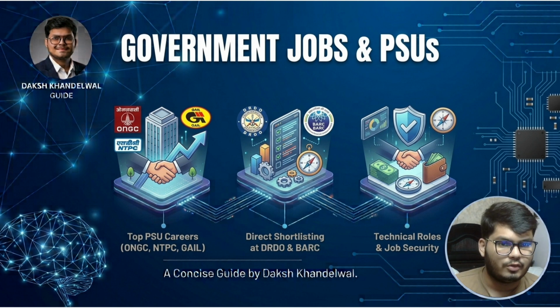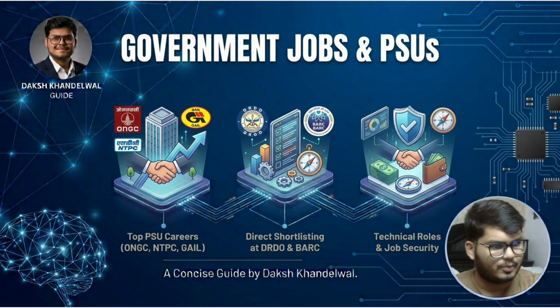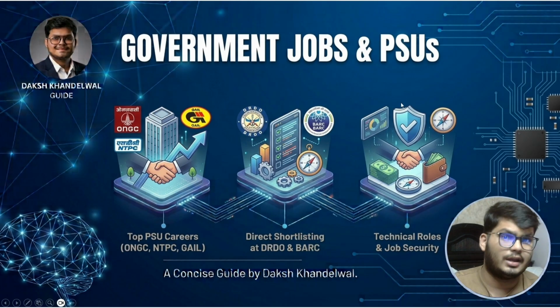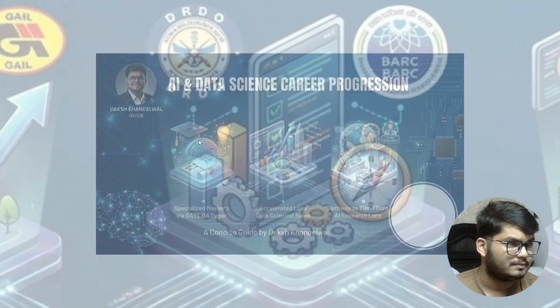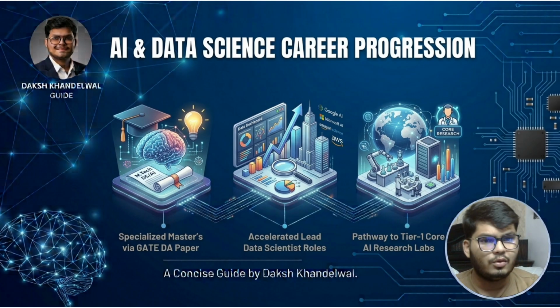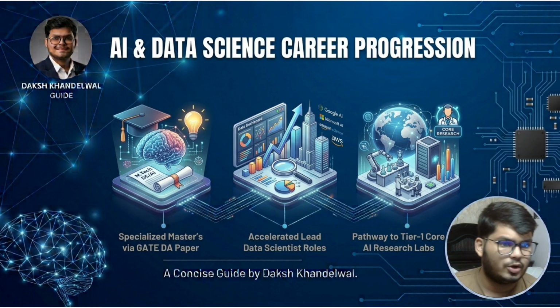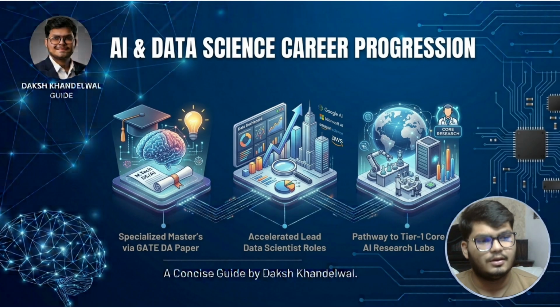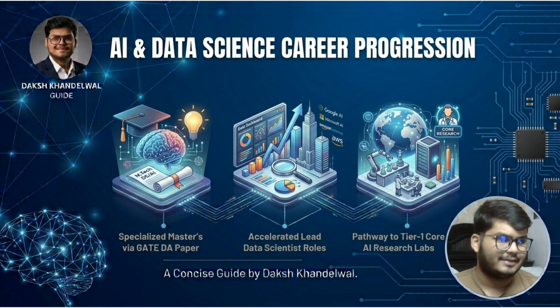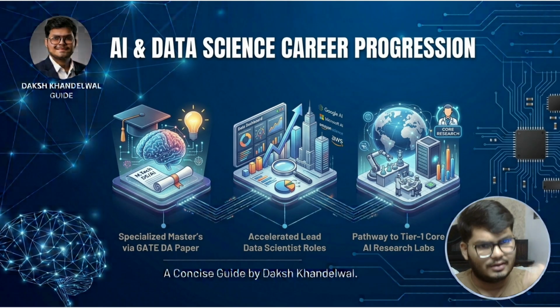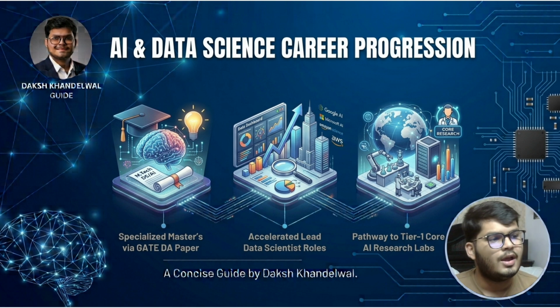Moving to the next, I have discussed artificial intelligence, focusing especially on AI. There are some jobs in that field also, and they are increasing rapidly. Now we will move towards AI and data science. I have told you that a specialized master's via the GATE DA paper accelerates lead data scientist roles in good government organizations, companies and PSUs, and is a pathway to tier 1 core AI research labs.